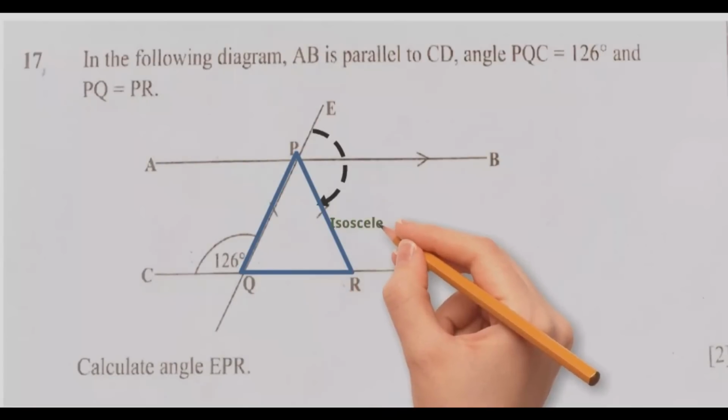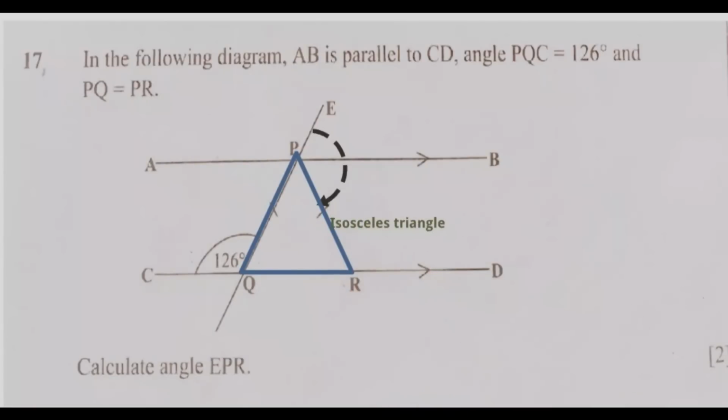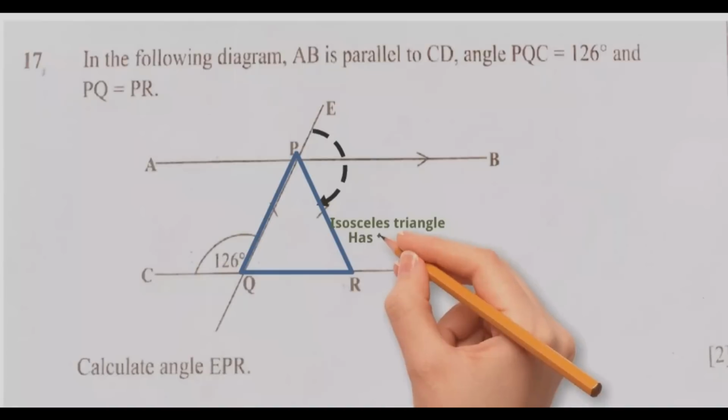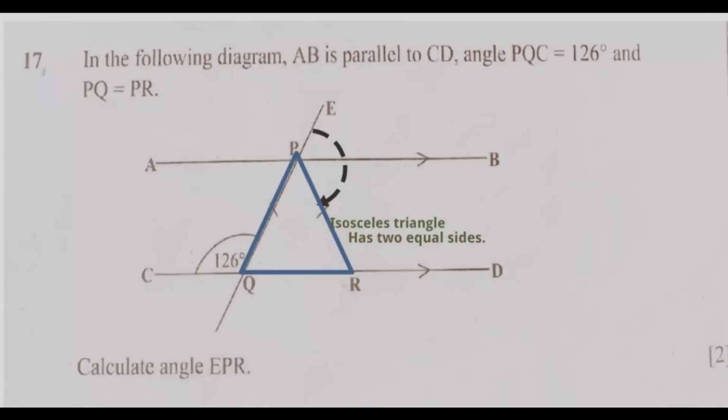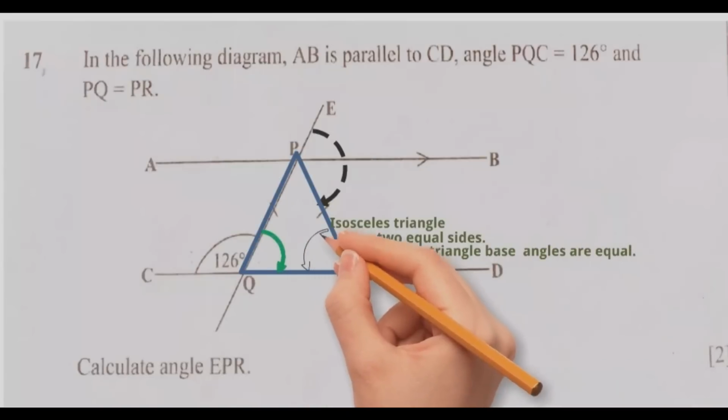That is an isosceles triangle. What properties do we know about an isosceles triangle? As you can see from the diagram itself, an isosceles triangle has two equal sides, and since it has two equal sides, that means the base angles are also equal. So angle PQR is equal to angle PRQ.